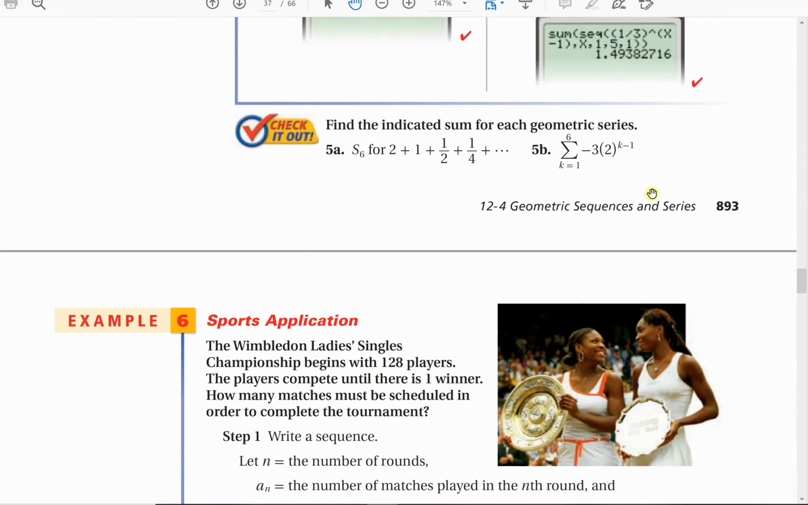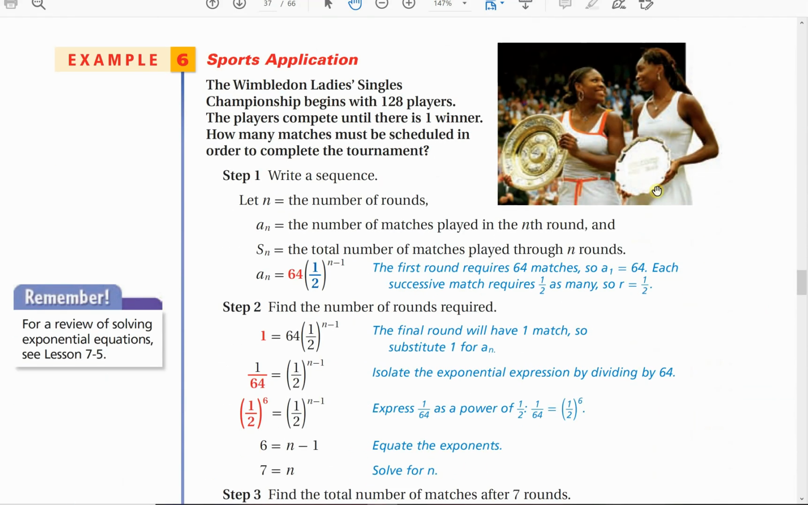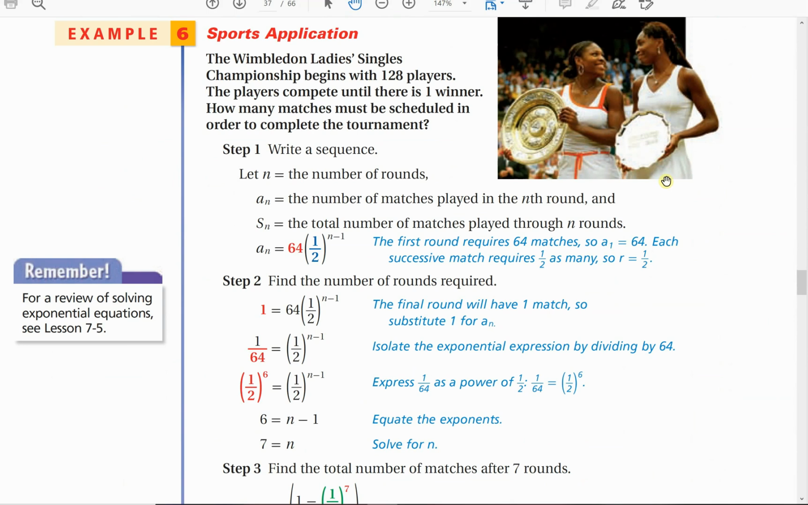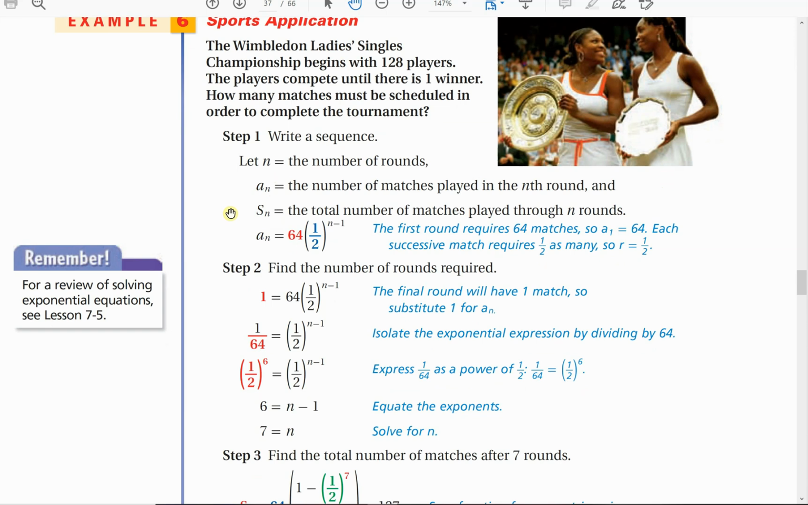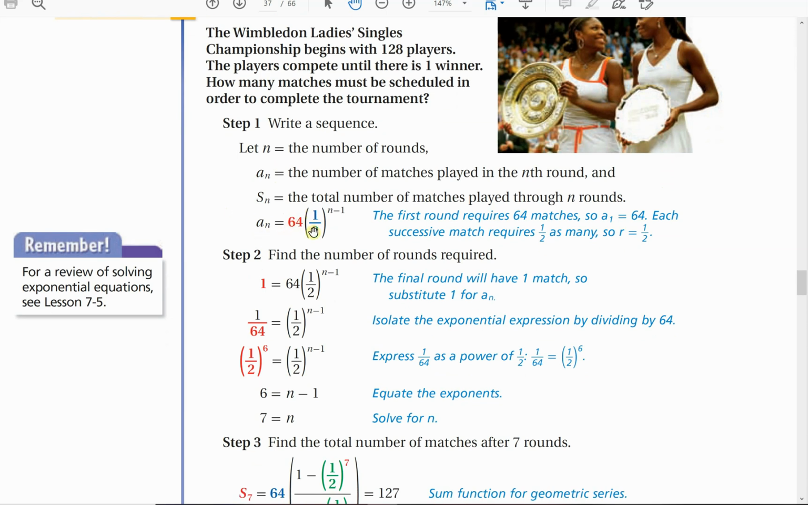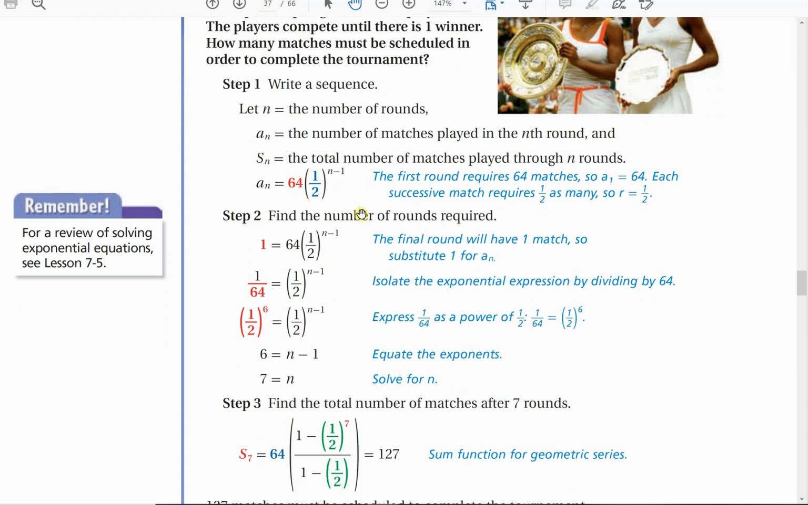So that's it. There is the sports application, which I'm sure everyone loves the sports, right? So the Wimbledon Single Ladies Championship began with 128 players, and they compete until there's only one winner. Apparently the Williams sisters played each other. How many matches must be scheduled in order to complete the entire tournament? All right, so we got to figure out the number of rounds. We are really not sure the number of rounds, but we need to find the sum. So A sub n is going to be 64 times 1/2 to the n minus 1.